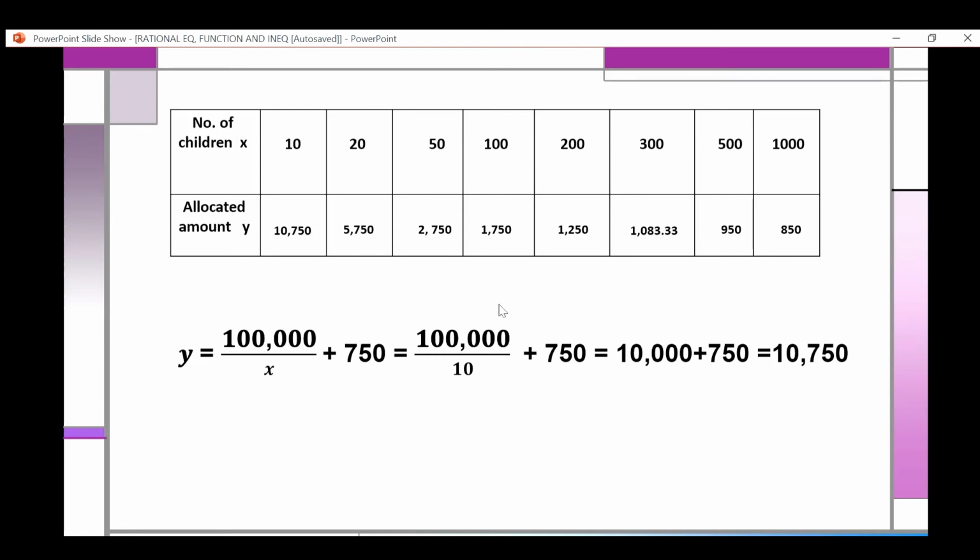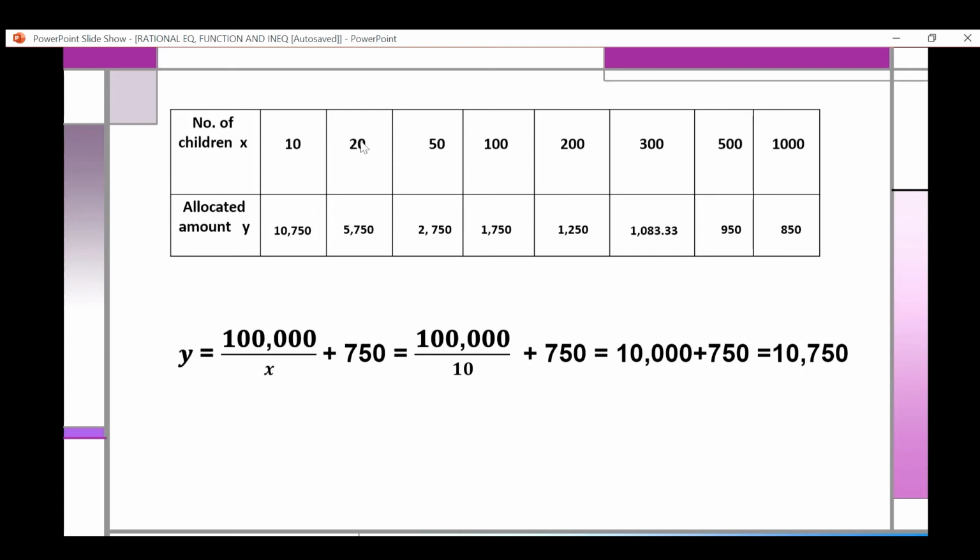So, 100,000 over 10 is 10,000 plus 750. That's 10,750 per child. Okay. So, isa-isahin lang natin, class, yung mga values para makapag-create tayo ng table of values. So, bawat input natin merong kasama na output natin.